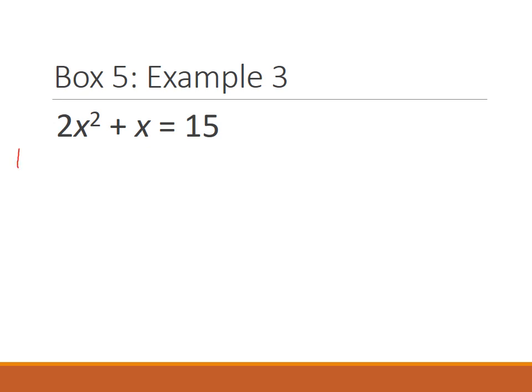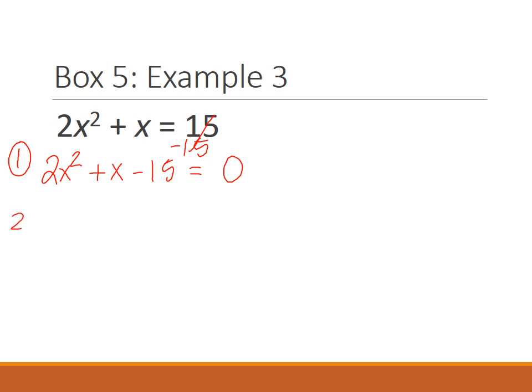So first thing I gotta do is get it into standard form. And what's the only thing I need to do? Subtract the 15. Move the 15. So I have minus 15, and that gives me 2x squared plus x minus 15 equals 0. Now I'm good to go, right?